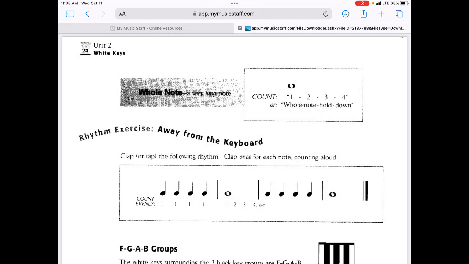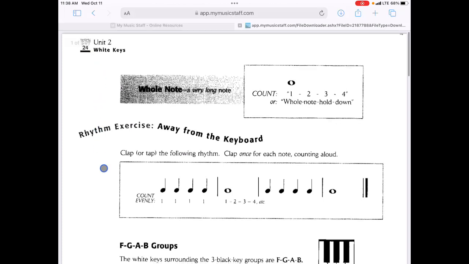Okay? All right, we are going to start with our paper lessons with piano lesson number 4. Sorry, my brain doesn't want to work today. So on piano lesson number 4, it takes us to Unit 2, page number 24. We are going to talk a little bit about the white keys today.